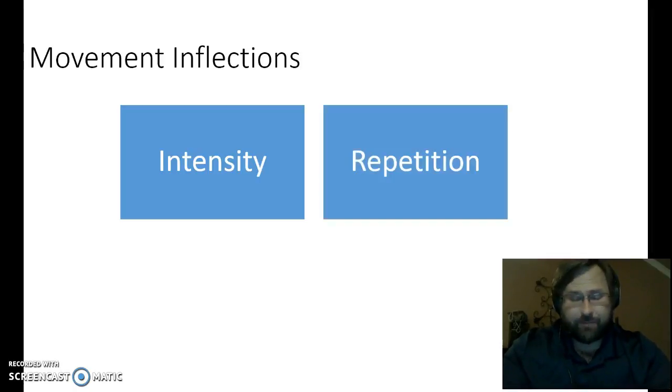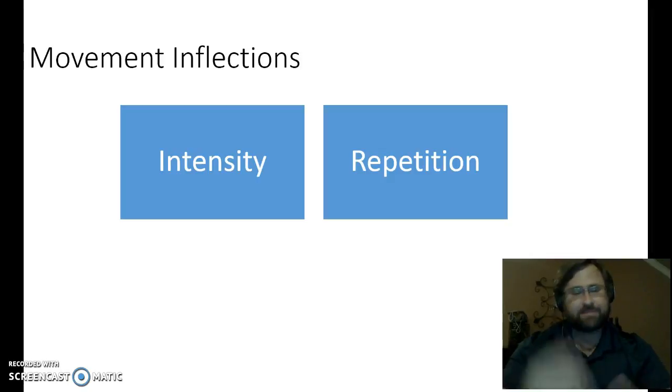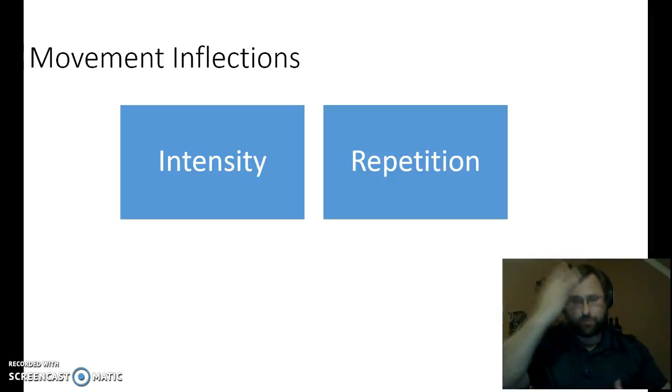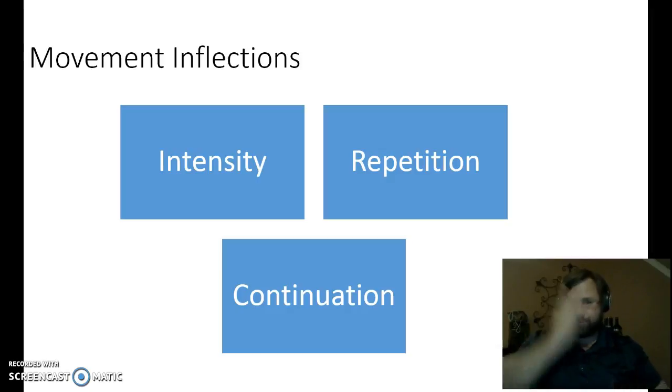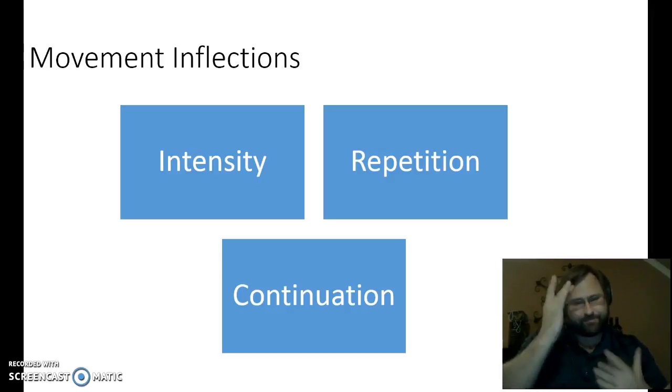Just as verbs can be modified to show repetition, so too can adjectives. So we can take the adjective that means sick and use the repetitive motion to mean sick again and again. The same with continuation. The circular movement can be used to show sick for a long time, or in this case it would be sickly.